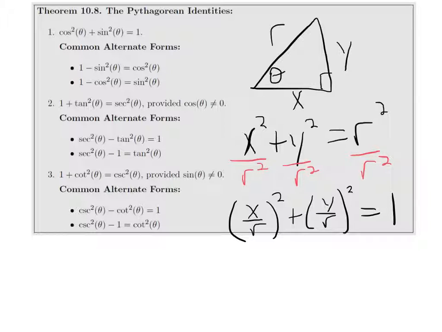X over r is cosine theta, so we have cosine squared theta plus, and y over r is sine, squared theta equals 1. And there's your fundamental Pythagorean identity. That one is worth memorizing. Absolutely memorize it, know it well. It comes up a lot. In fact, it's used to find the rest of these. Okay, so now that we have a quick proof of the fundamental Pythagorean identity, let's work with it.